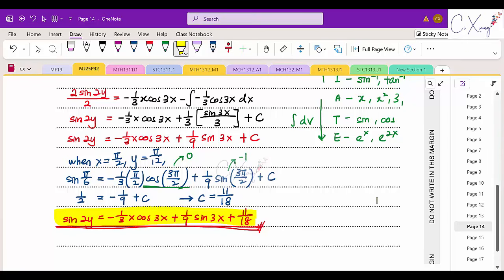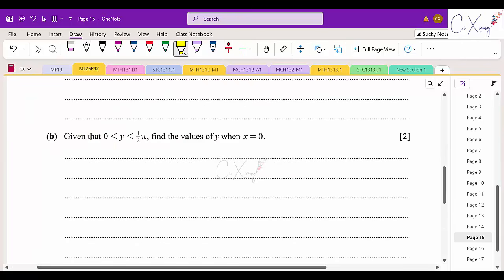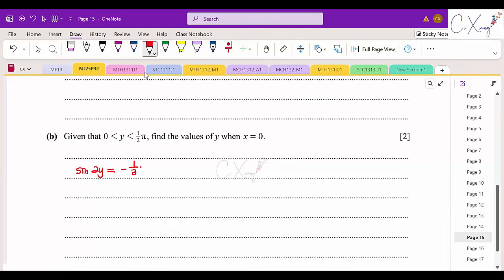Alright, okay, then let's continue further to part B. Now they say that y is between these two values, yeah? Find the values of y when x equals to 0. Okay, so let us rewrite again the answer that we got in part 1. They said when x equals to 0, what's the value of y? Substitute them into the equation.